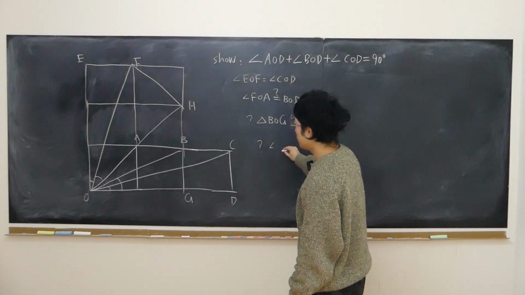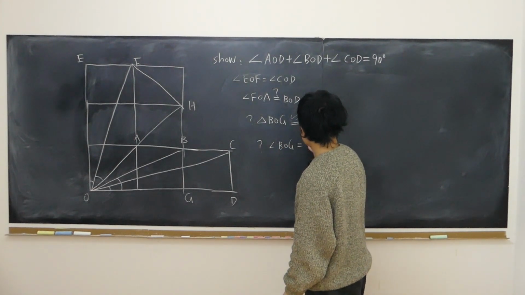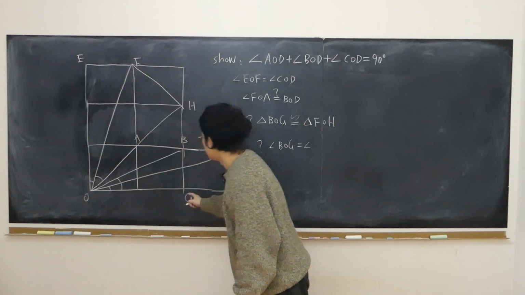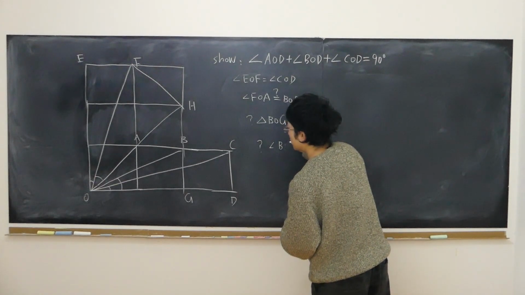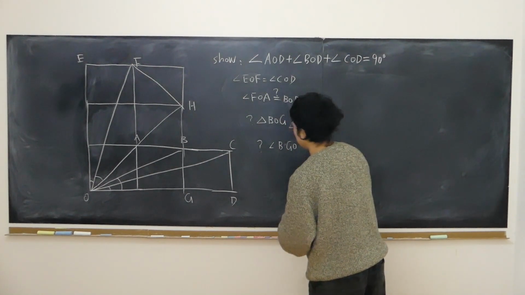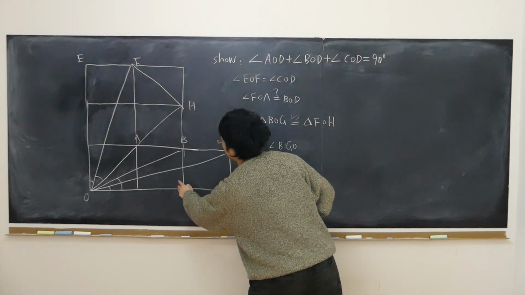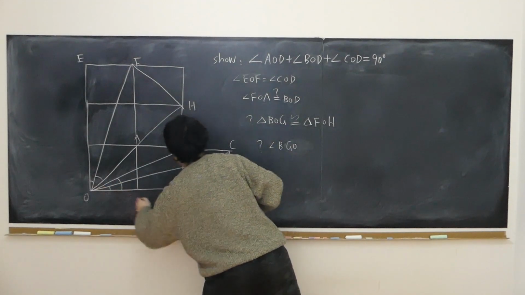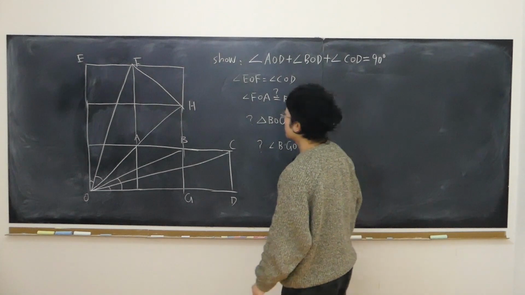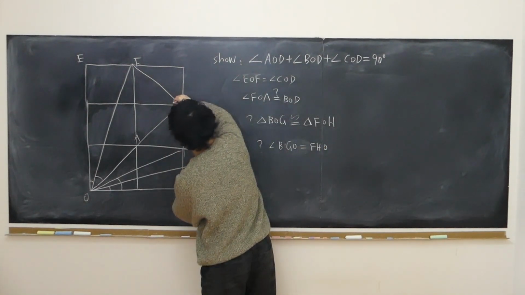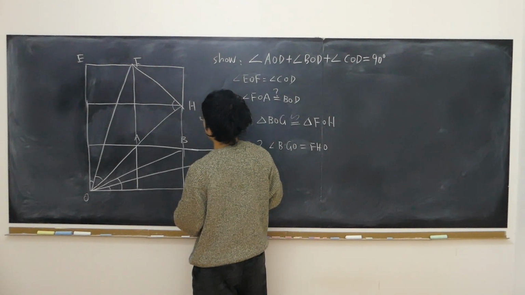Is angle BOG, angle BGO, this 90 degree, equal to angle FHO, right? Is this angle a right angle triangle? Right angle? I think so.